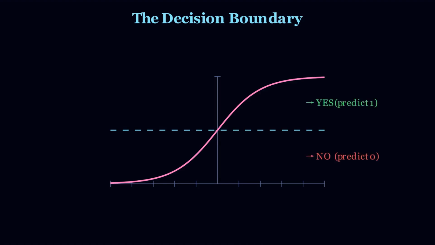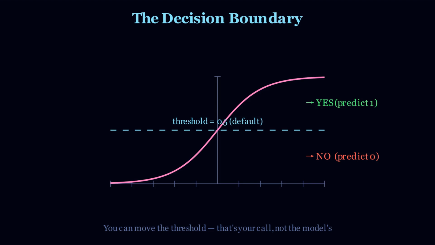The model outputs a probability. You still need a yes or no. That's the decision boundary, a threshold you set. Default is 0.5. Above it, we say yes. Below, we say no. You can move it. Lower it to 0.3 and you catch more spam but flag more real emails. That trade-off is yours to tune. The model gives probability, you decide the line.